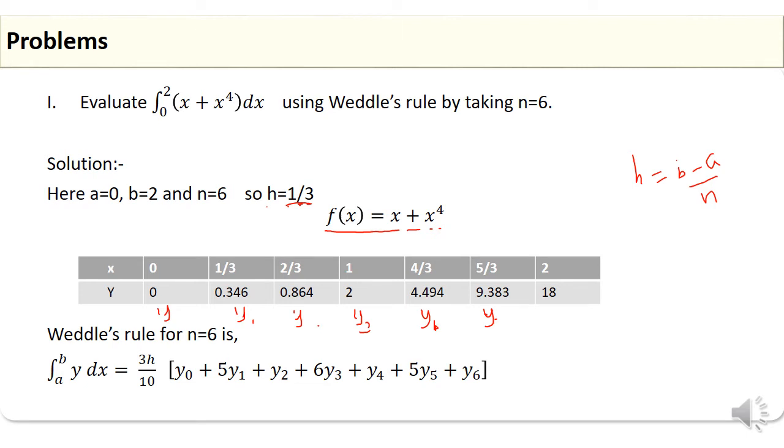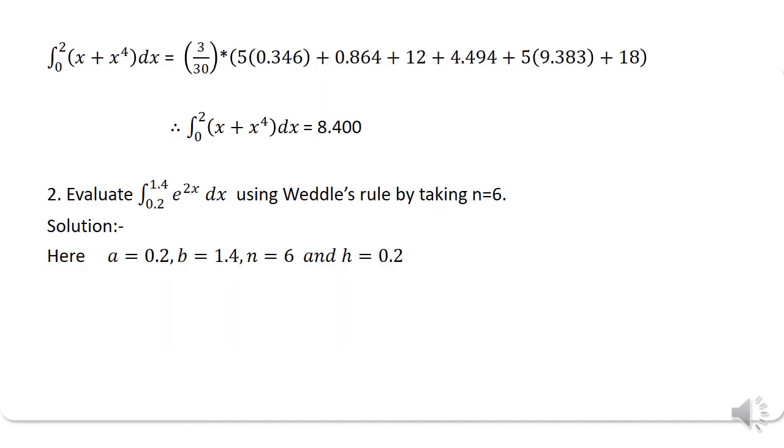Weddle's rule for n equal to 6 is 3h by 10 into y0 plus 5y1. That means 1, 5, 1, 6. Again 1, 5, 1. Substitute the respective values in.